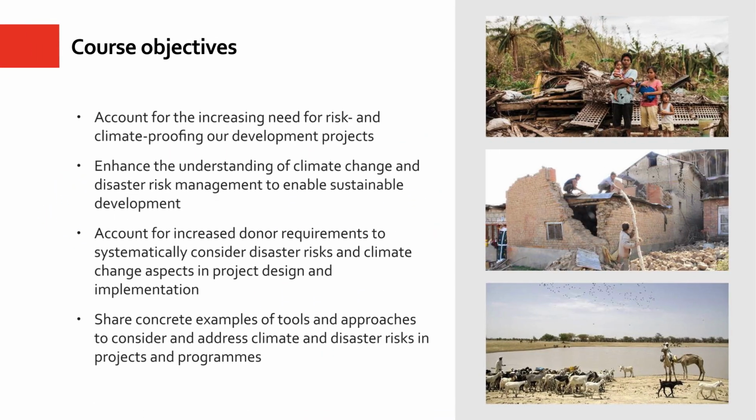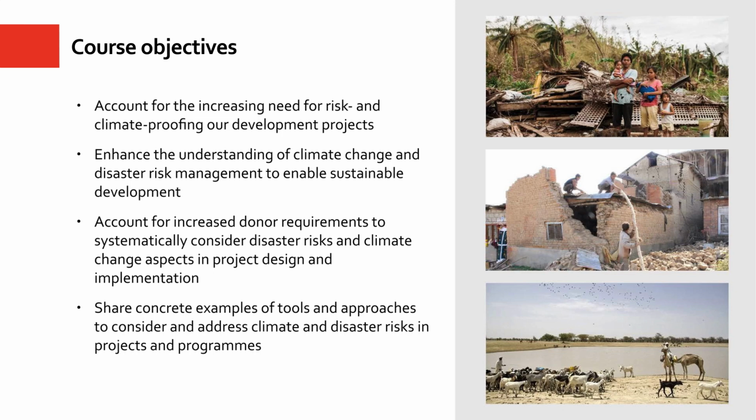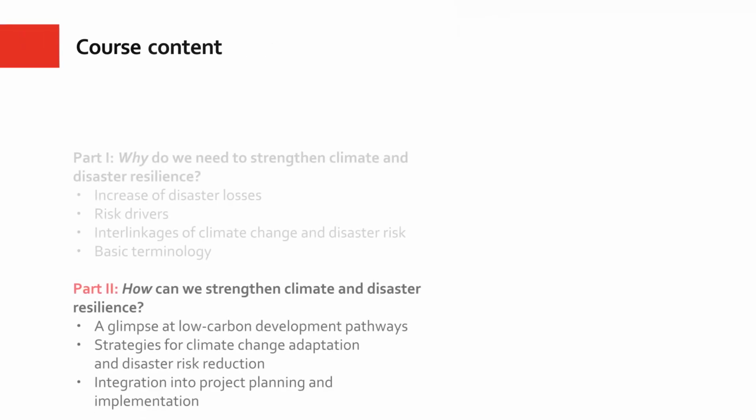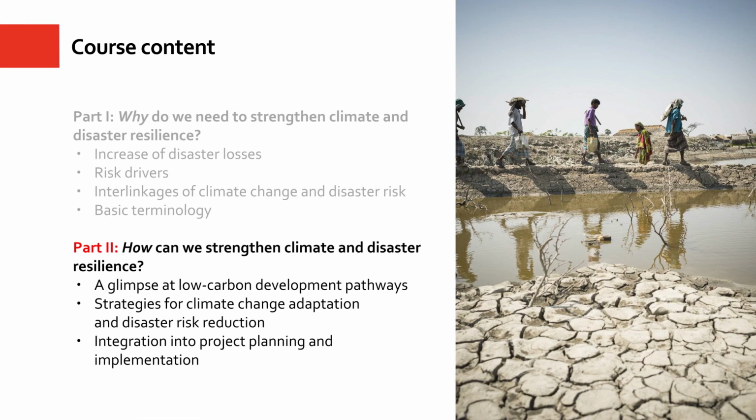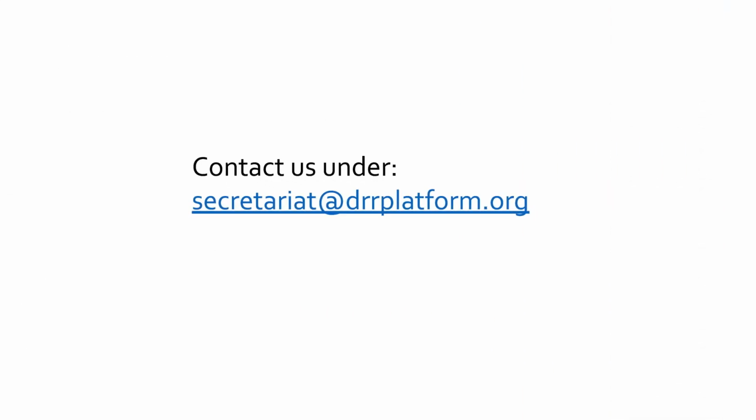After presenting main concepts related to DRR and CCA in the first part, we are now going to look concretely into our projects and programs. And we will ask the question, what does it mean to mainstream climate and disaster risks? And how can we do this practically? We will share approaches and strategies to risk reduction and adaptation, including a glimpse on low carbon development. We are also going to recommend selected tools to use as starting points. Should there be more in-depth questions, do not hesitate to contact us.